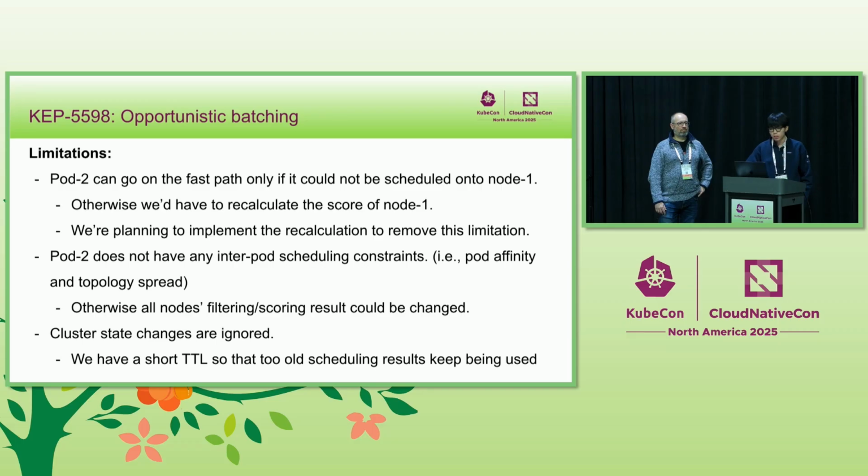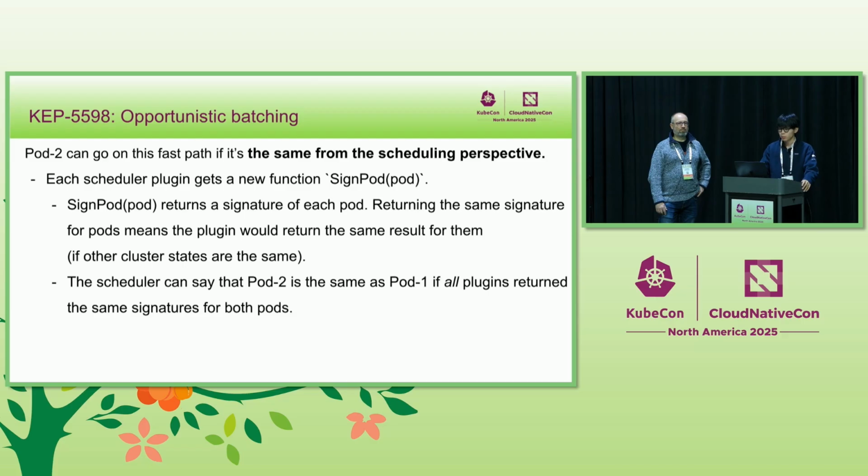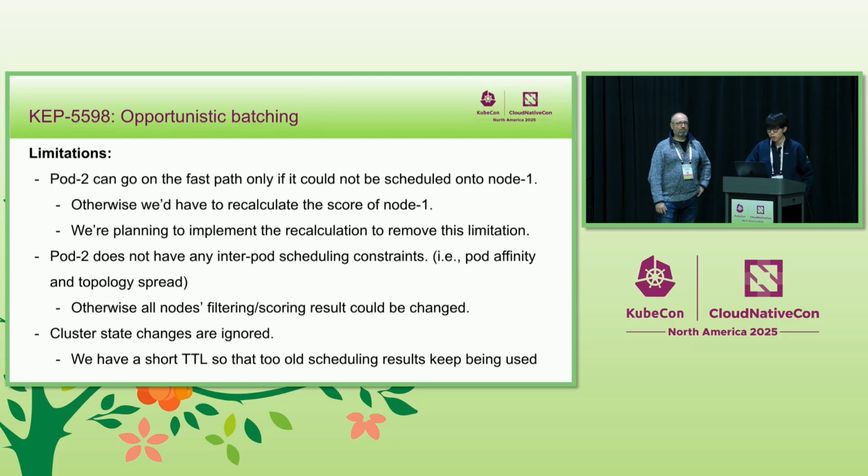Also, limitations. We know that this optimization has several limitations. The first limitation is that we are right now limiting pod 2 to go on the fast path only if it could not be scheduled onto node 1. I mean, node 1 is the place where pod 1 is scheduled. The reason is that otherwise we'd have to recalculate the score of node 1, right?